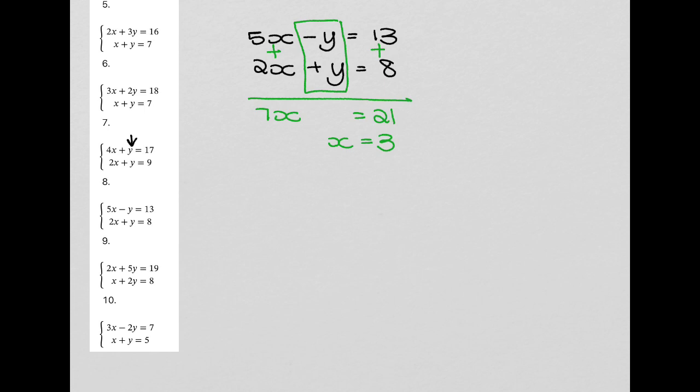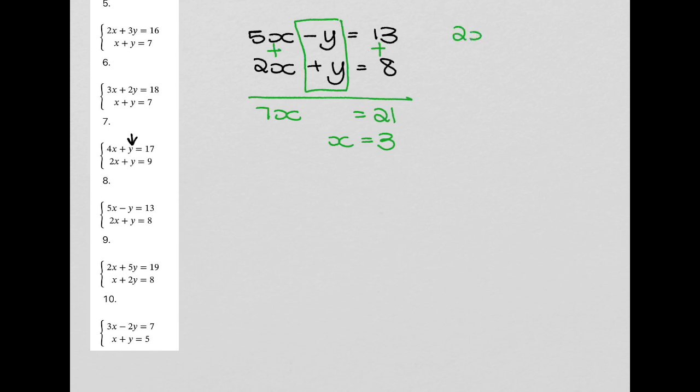Then we go with top. So I'm going to put it back into a top equation. I tend to choose the ones that don't have negatives in them. So I'm going to write 2x plus y equals 8. But what did I just figure out? Just figured out that x is 3. So I'm going to replace x with 3. So what does that actually mean? It's not 23, it's 2 times 3. So 6 plus y equals 8, which means that y is 2.